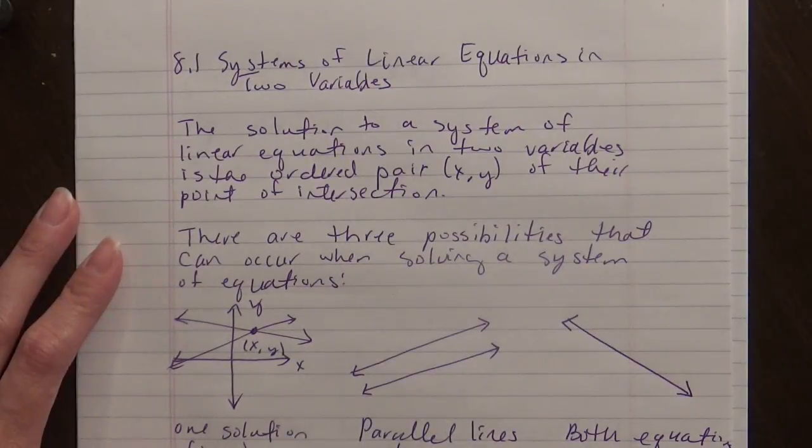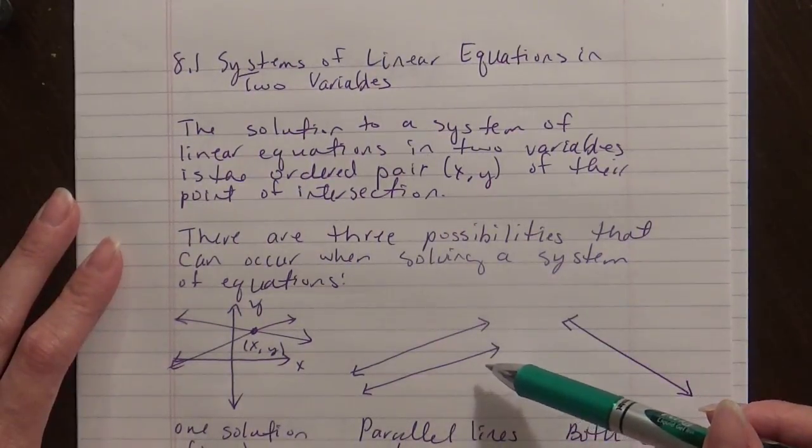The second scenario that can occur is you might have parallel lines. If you have two equations that are giving you parallel lines when you graph them, this system does not have a solution, and we say that it's inconsistent.